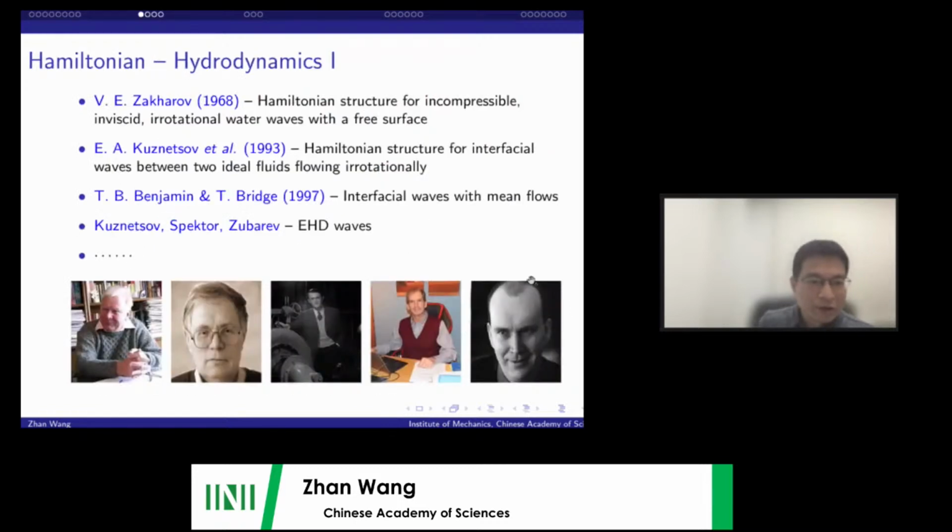We next try to prove the fully nonlinear problem is a Hamiltonian system. Without an electric field, it was Zakharov who first proved that the one-layer free surface water wave problem is a Hamiltonian system. The result was extended to interfacial waves between two immiscible fluids by Benjamin, Bridges, and Khusnutdinova in the 1990s. For EHD waves, the Russian group knew the Hamiltonian, but I didn't find a very detailed proof.